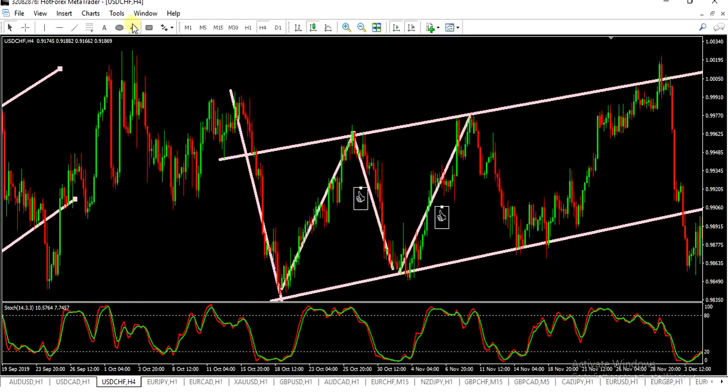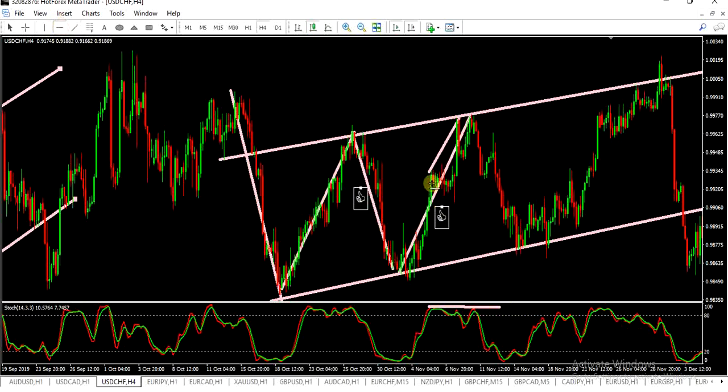Price also formed another divergence. See what occurred here. Price gave us higher highs. The oscillator gave us lower highs. Now this time around, where exactly is our entry?